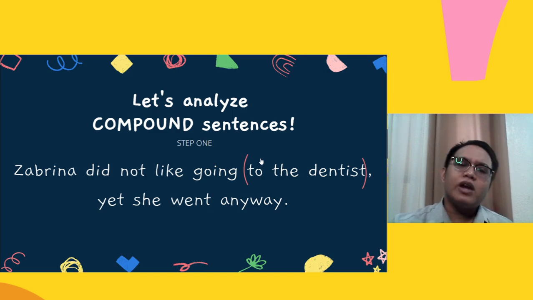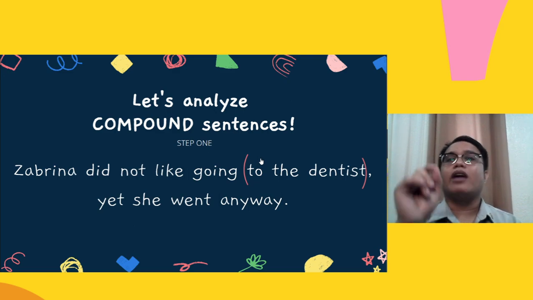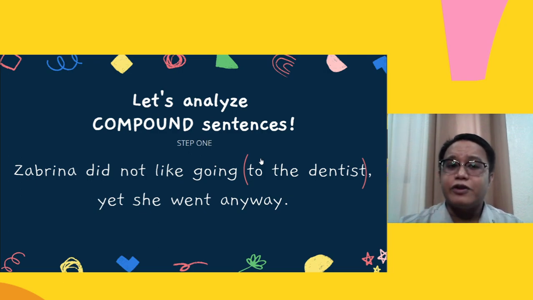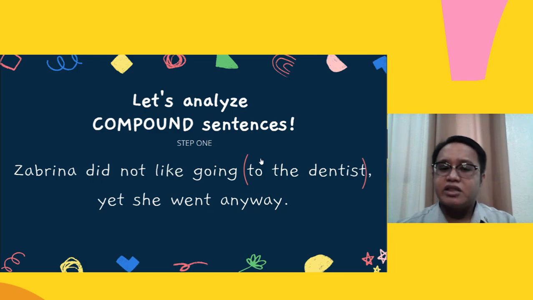Okay? So, Sabrina, of course, Sabrina is the subject, so we will not remove it. So, did is part of the verb like. Okay? Not, diba, is an adverb, remember? Not is one of the most commonly used adverbs, so we cross it out. Very good. Going there is not an adjective or an adverb. Yet, of course, we know na conjunction na ang yet.